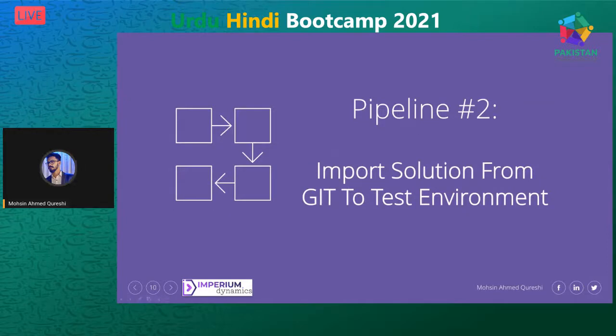Now moving on to the next pipeline, what the second pipeline will aim to accomplish is that it will take the solution source files which are present on our source control system, our repository, which we did in the first pipeline, and then it will pack those source files into one solution, a managed solution, and then that managed solution will be imported to whatever environment you tell it to, like the test environment or the production environment. So this is what the second pipeline will aim to achieve.